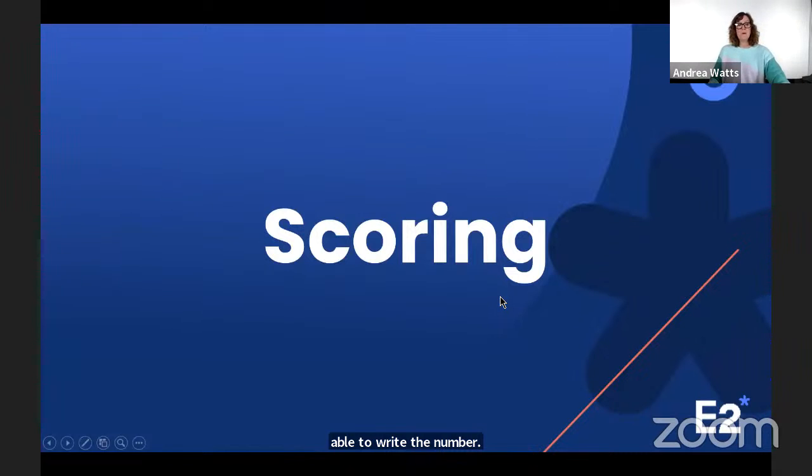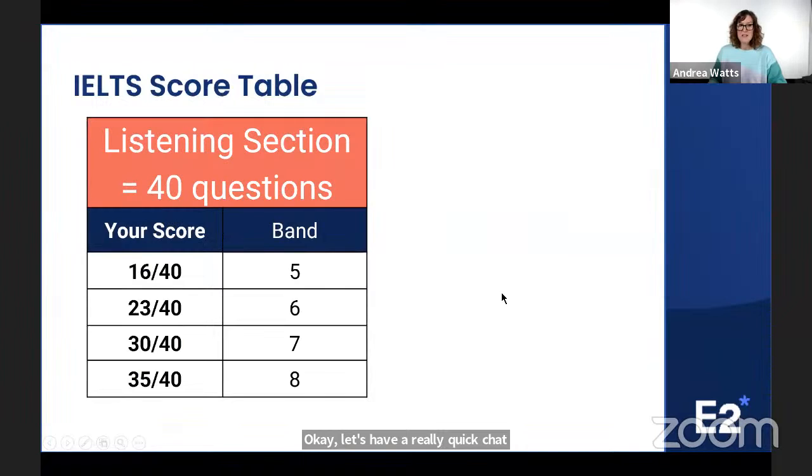Okay, let's have a really quick chat about scoring. So in the listening section, there are 40 questions, and whichever band score you're looking for, these are the scores that you need to get. So if you're going for a band 5, you need about 16 questions out of 40 correct. A band 6, 23 questions correct. A band 7, 30 questions correct. And a band 8, 35 questions correct.